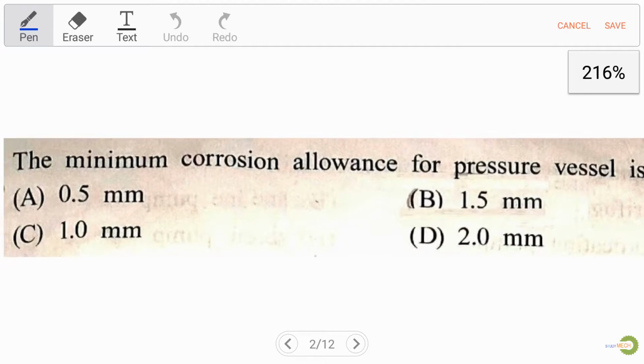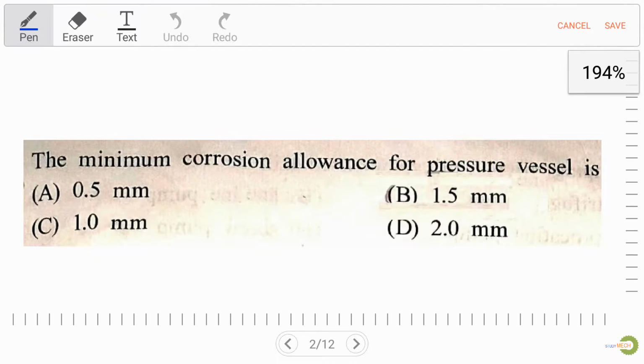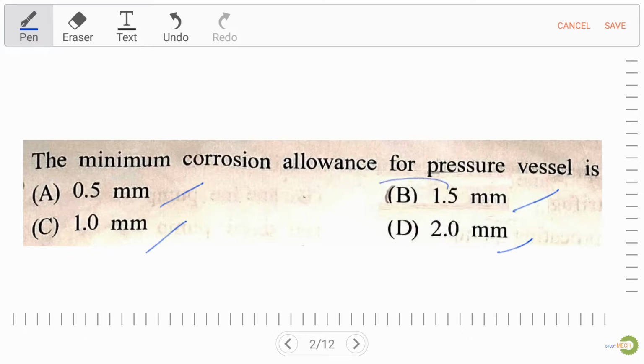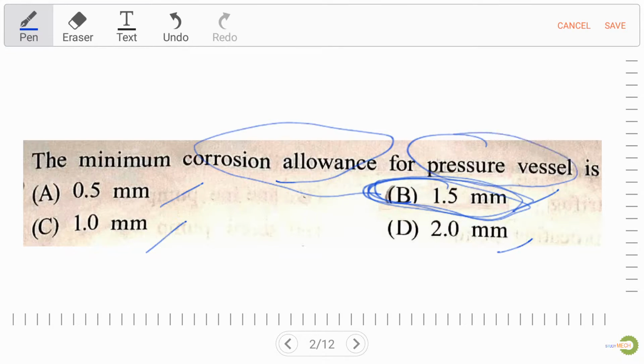Our question is, the minimum corrosion allowance for pressure vessel is option A 0.5 mm, option B 1.5 mm, option C 1 mm, and option D 2 mm. So first of all, our right answer is 1.5 mm. Always remember, 1.5 mm is the corrosion allowance for pressure vessel.